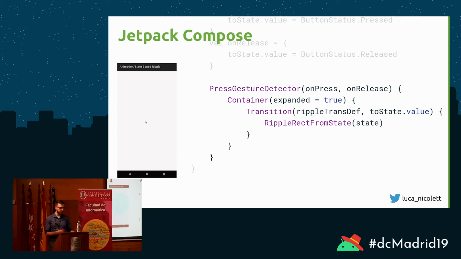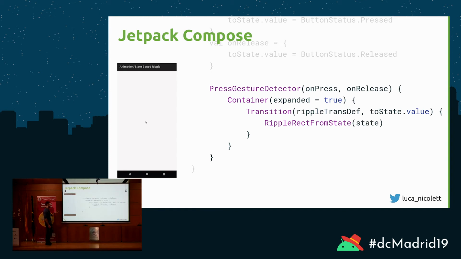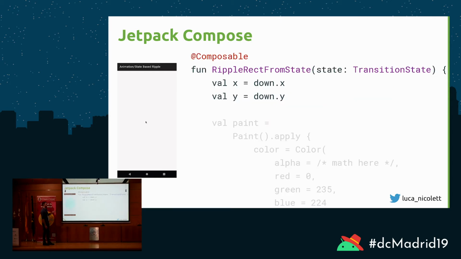There's a container, which is from the layout, and a transition, which is what creates the transition. So that's the function that updates the radius of the REPL rect, and then calls this REPL rect from state, providing a state as input. As this is another composable function that receives a state.